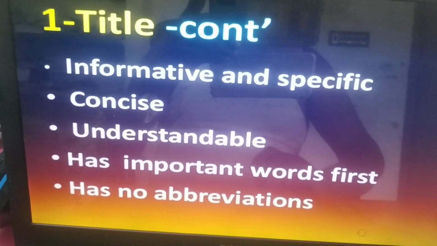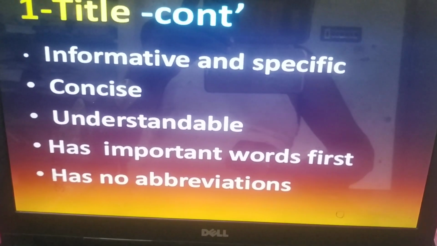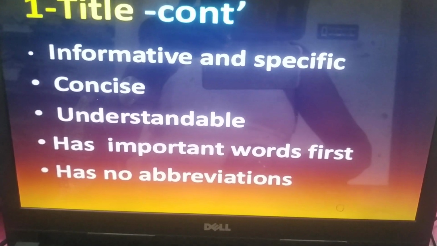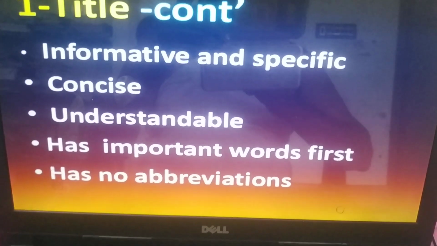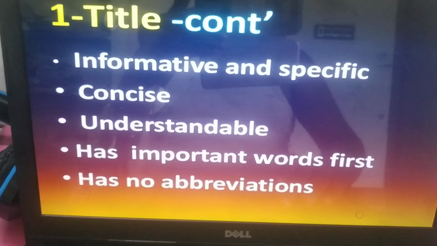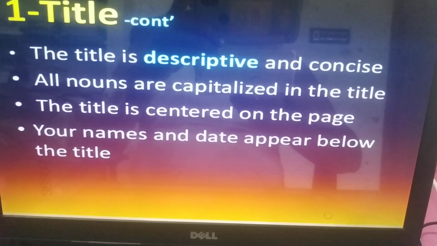The title should be informative and specific, concise, understandable, with important words first, and no abbreviations. Right? So it is understandable. It should not confuse the reader. So that is very, very important. Then the title is descriptive and concise.